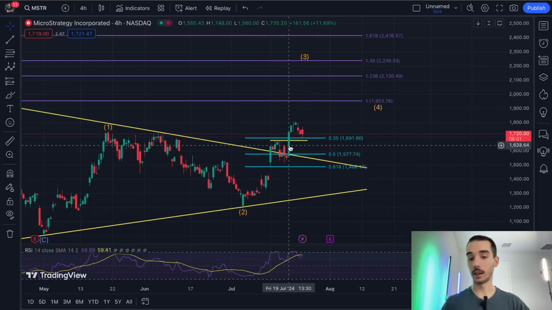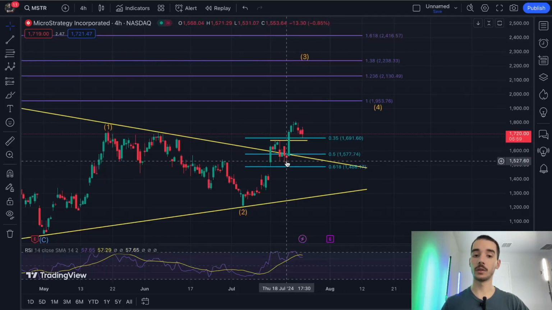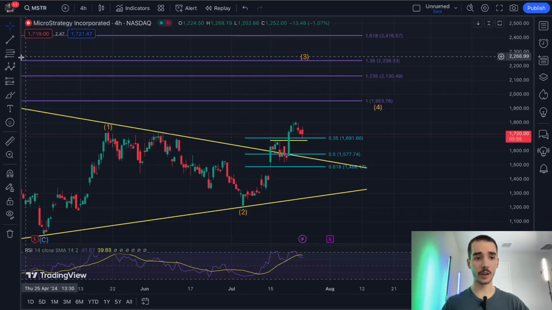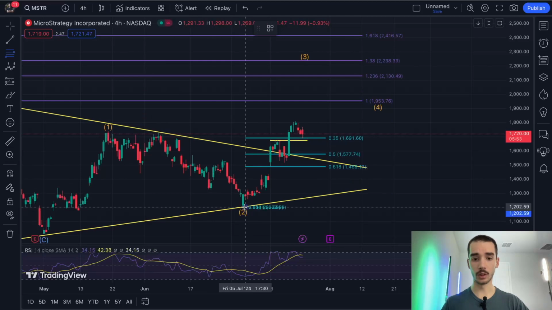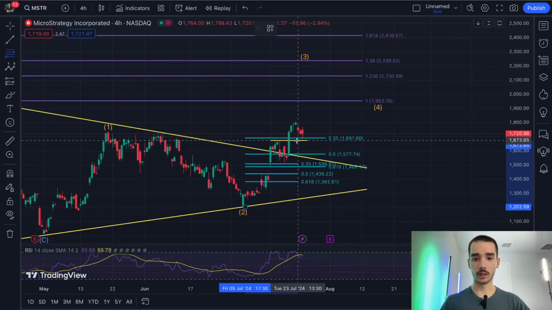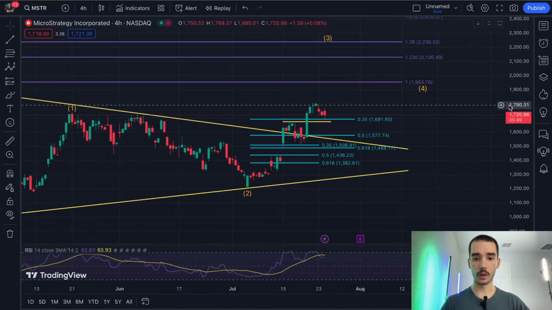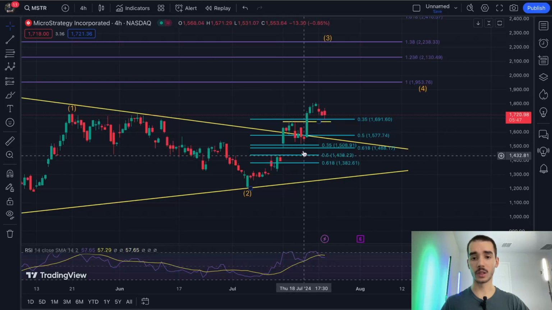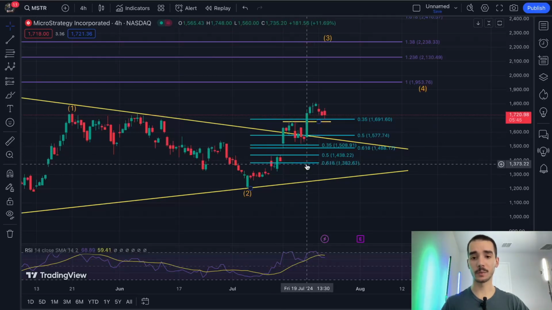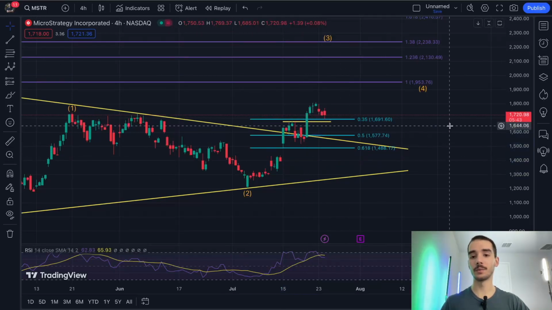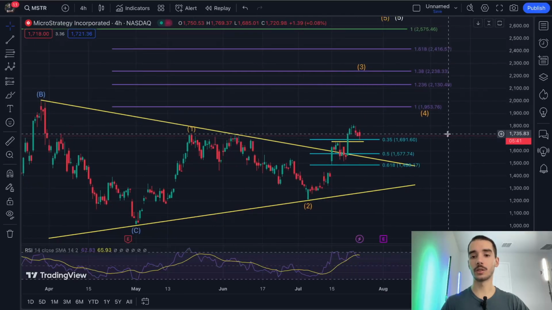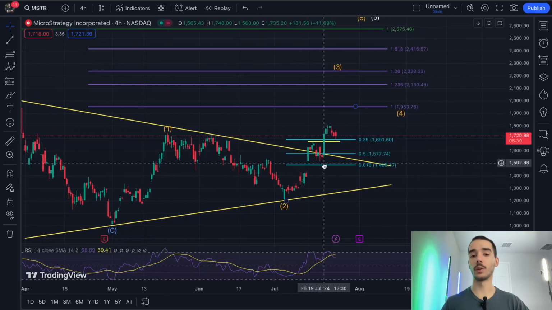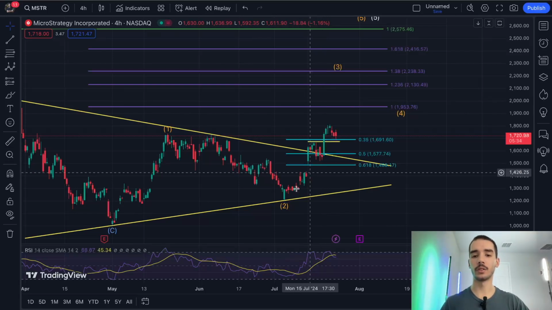We have potentially a micro second wave in, but ideally it's very, very shallow, because even if you were to take a look, it doesn't even fall into the micro retracement level. It just bounces off of it. I don't like that too much. If it did trace into it, I would say that's the second wave, but it didn't. I'm just not going to worry about it too much.